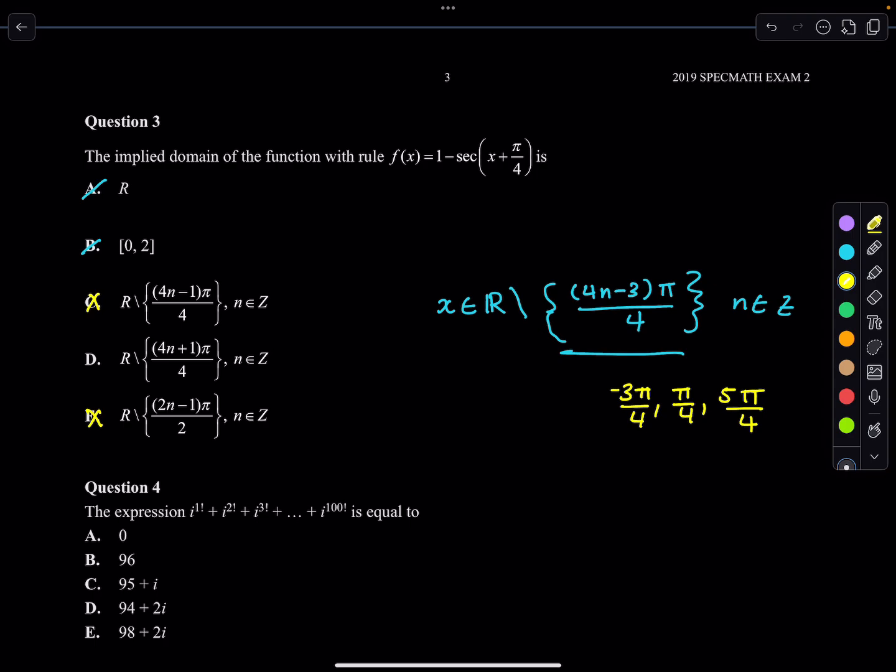If I sub in 0, it'll give me pi on 4, which is one of my values. Let's just double check that again. Let's say if I sub in 1, it'll give me 5 pi on 4, which is one of my values. If I sub in, let's say, negative 1, it'll give you negative 3 pi on 4. It's actually D then. Really, really nice question using your CAS to your advantage here.